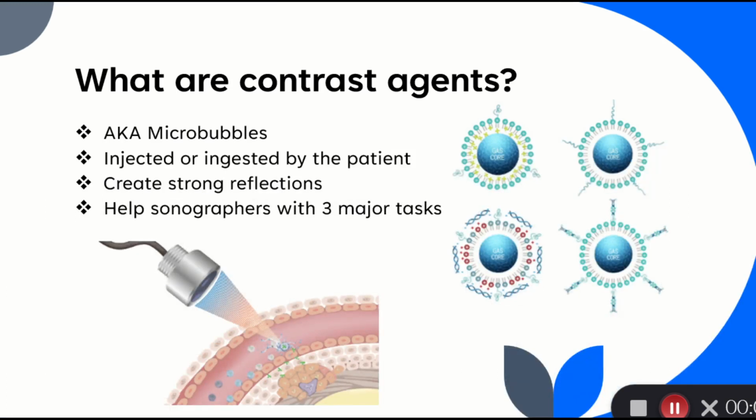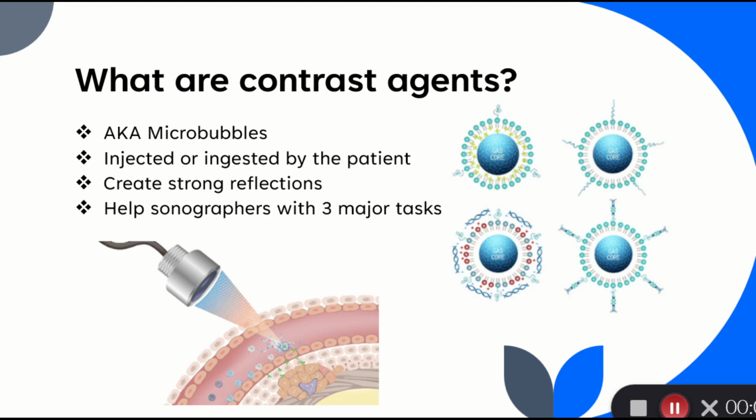So, what are contrast agents? They are also known as microbubbles and are gas bubbles encapsulated in a shell. Contrast agents can either be administered by injecting them into the circulatory system or ingested by the patient. Contrast agents are used in ultrasound because they create very strong reflections, which is helpful because contrast agents are very echogenic compared to the surrounding tissues of the body. They are used to look at blood chambers, vessels, and other organs.